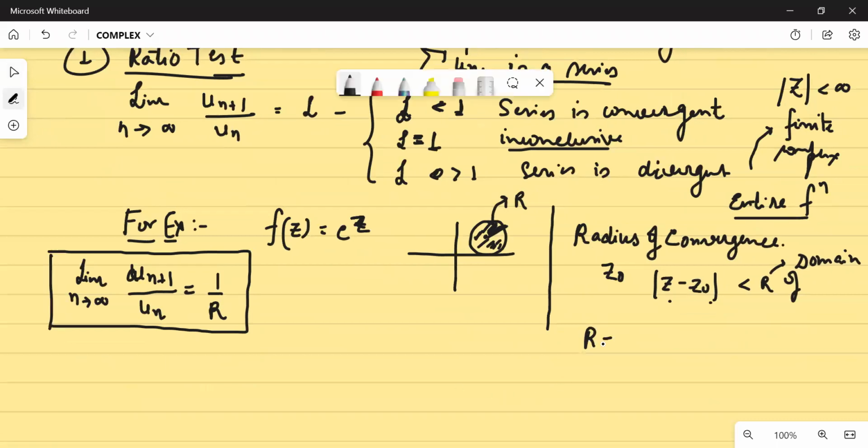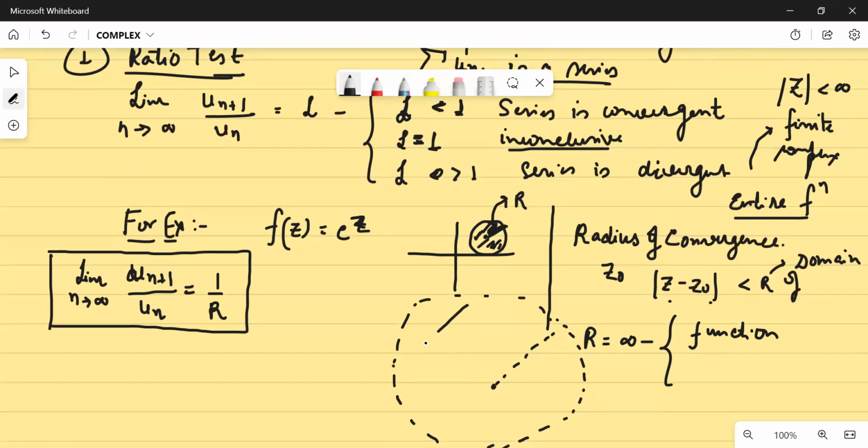If your r comes out to be infinity, it implies your function is an entire function. Infinity का मतलब क्या है कि आप किसी पॉइंट पर हो, वहां से आप इन्फिनिट रेडियस का एक सर्कल बना सकते हो, जिस पूरे सर्कल के अंदर आपकी फंक्शन को एक इन्फिनिट सीरीज के फॉर्म में लिखा जा सकता है, फिर टेलर सीरीज के फॉर्म में लिखा जा सकता है.